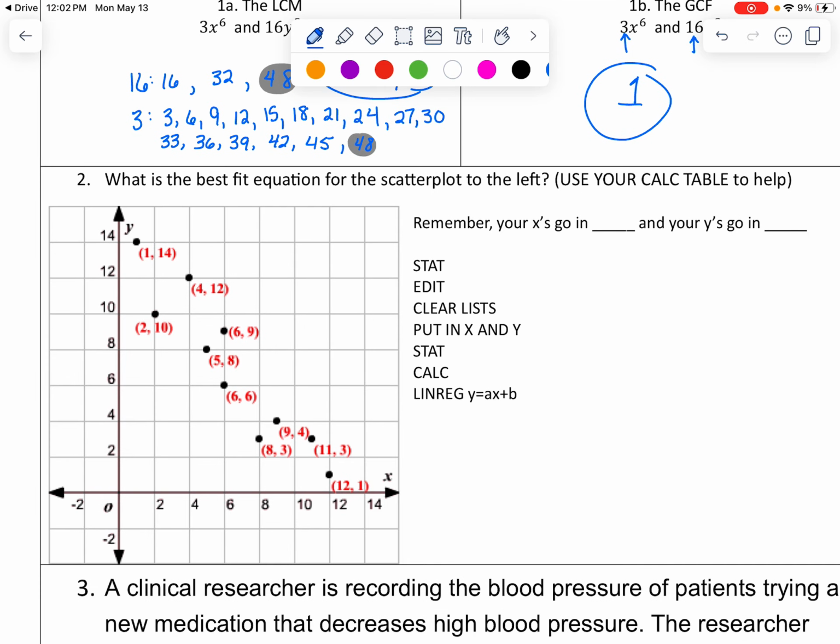We want the equation for the line. Now you are more than welcome just to pick 2 points that balance it and do your normal slope and everything. But I would love for you guys to be able to remember how to use your calculator. Your x's in your calculator are going to go into L1 and your y's are going to go into L2. I'm going to grab my calculator, I have it right here. So I'm hitting these buttons.